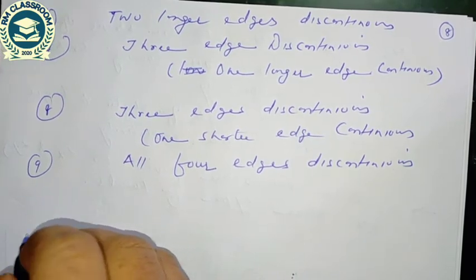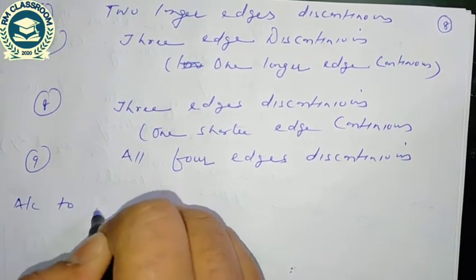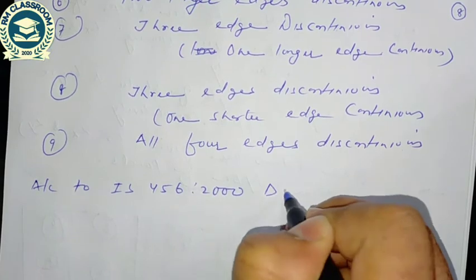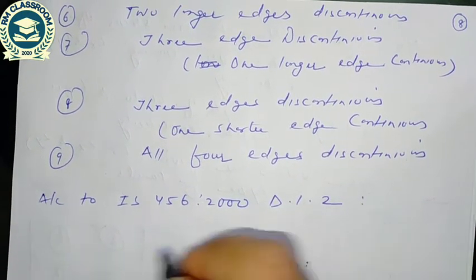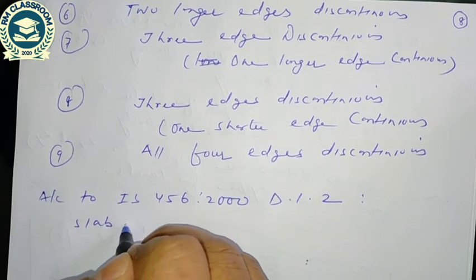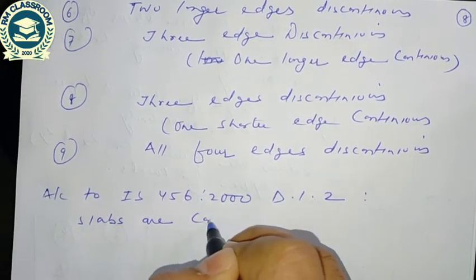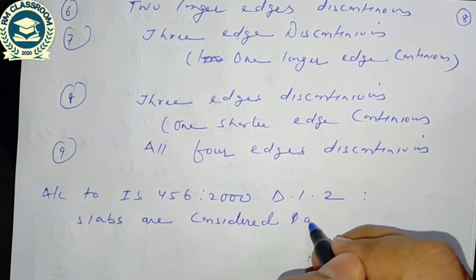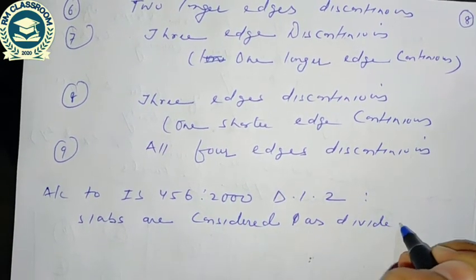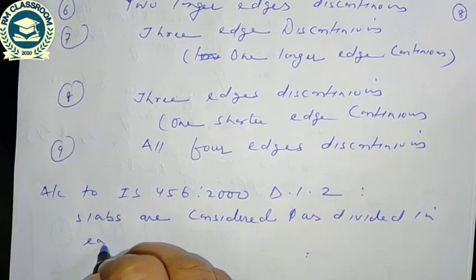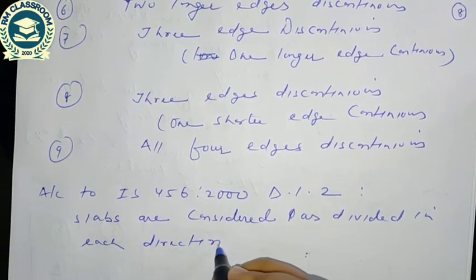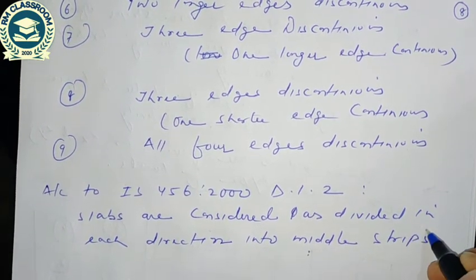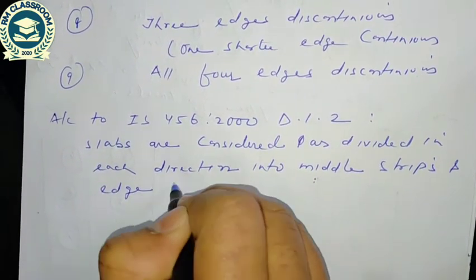So code suggests, according to IS 456-2000, clause D-1.2, that slabs are considered as divided in each direction into middle strips and edge strips.